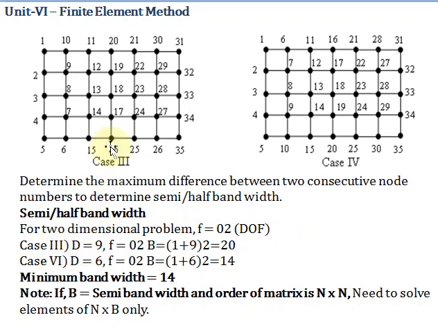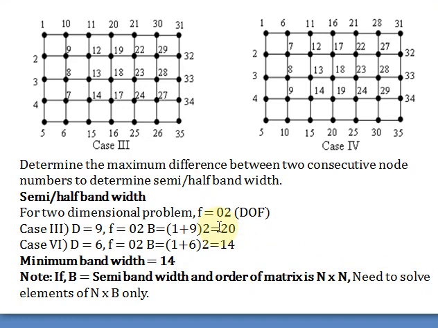So in case number 3, the value of D is 9, the value of F is 2, and B is equal to 1 plus 9 into 2, that is 20. In case number 4, D is equal to 6, F is equal to 2, and B is equal to 1 plus 6 into 2, that is 14. So minimum bandwidth is 14. So if B is equal to semi bandwidth and the order of the matrix is n by n, we need to solve only n by B elements.